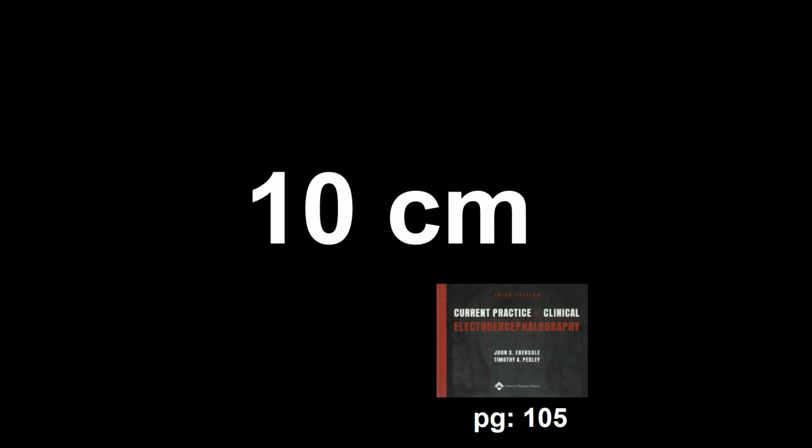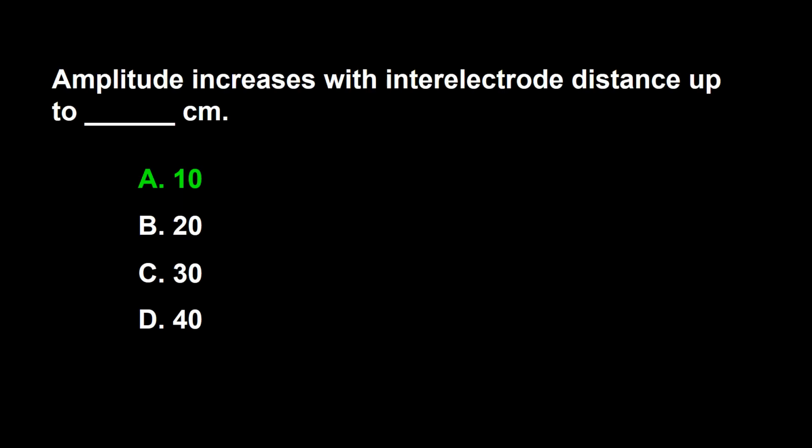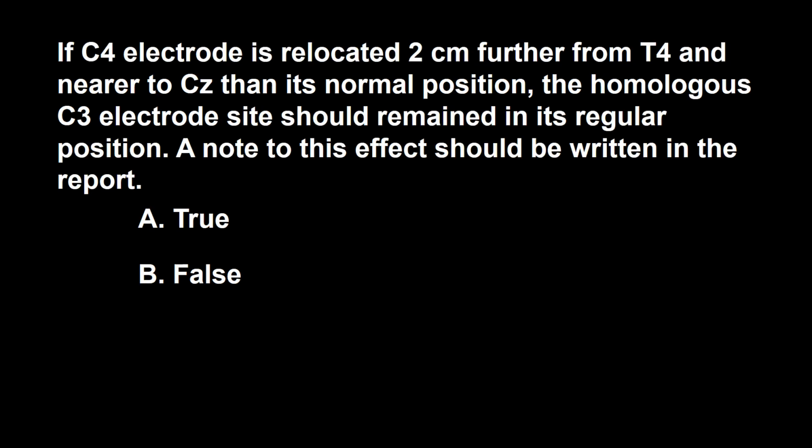The answer to this question is 10 centimeters. So the answer is A. The next question is, if C4 electrode is relocated 2 centimeters further from T4 and nearer to CC than its normal position, the homologous C3 electrode site should remain in its regular position. A note to this effect should be written in the report.